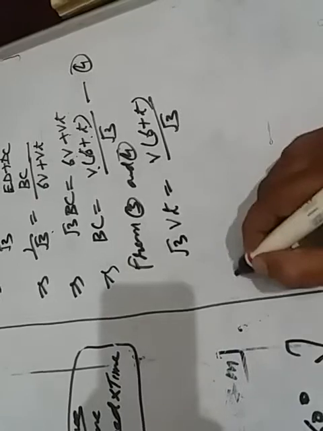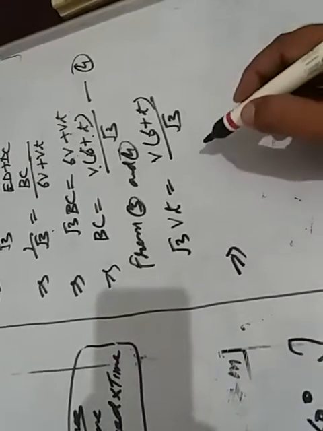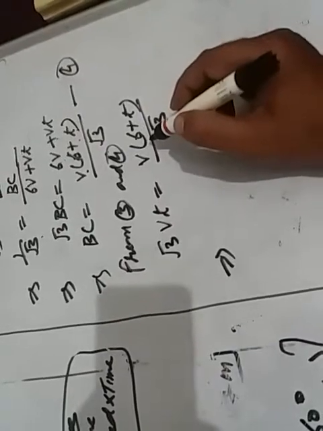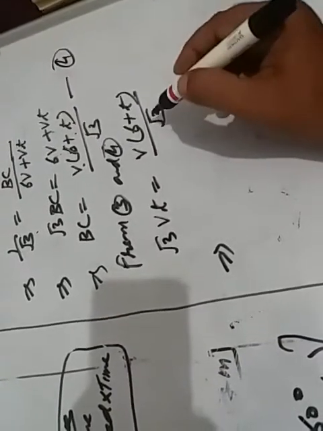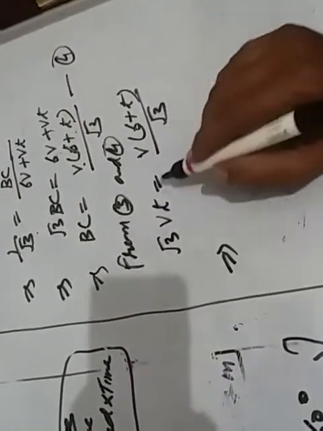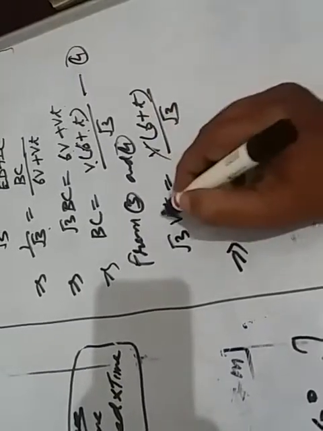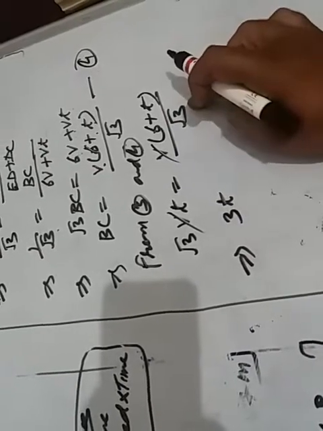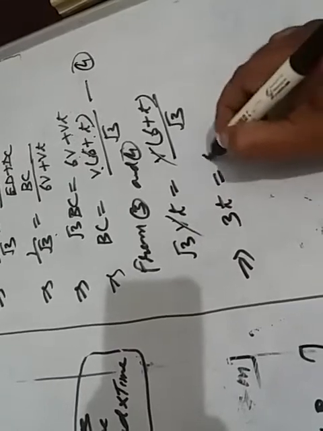I hope no problem will be there. Clear? Now this implies that, children, V and V will be cancelled from both the sides. Clear? V and V are cancelled, right? This implies that 3T equal to, root 3 into root 3, that is 3T equal to 6 plus T, right?